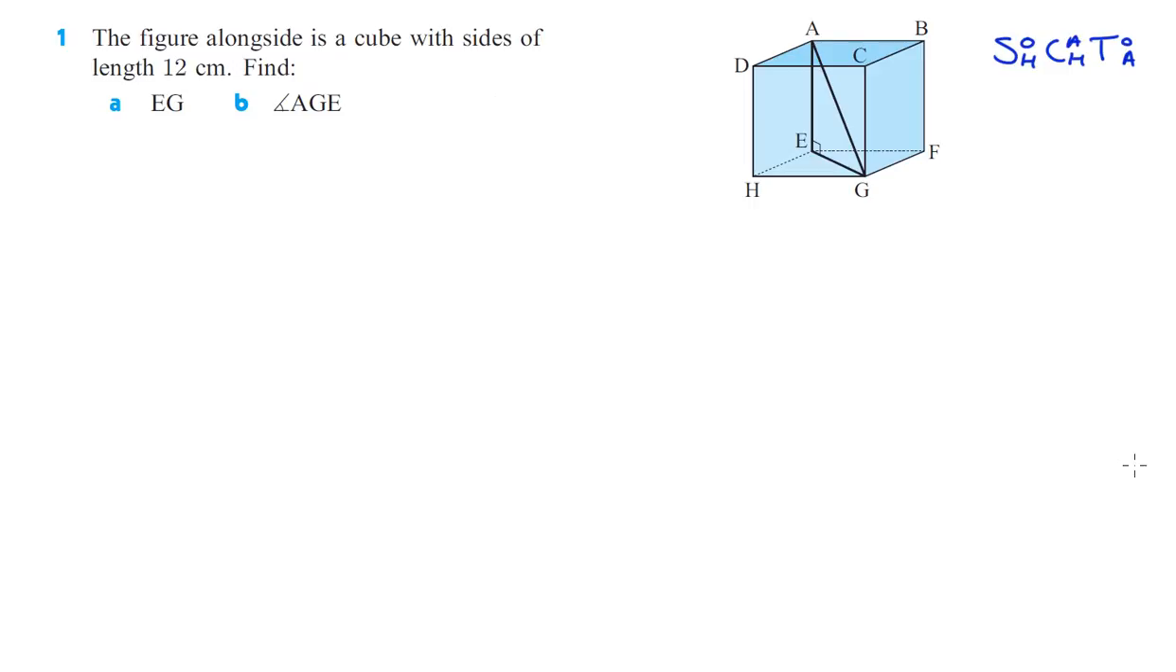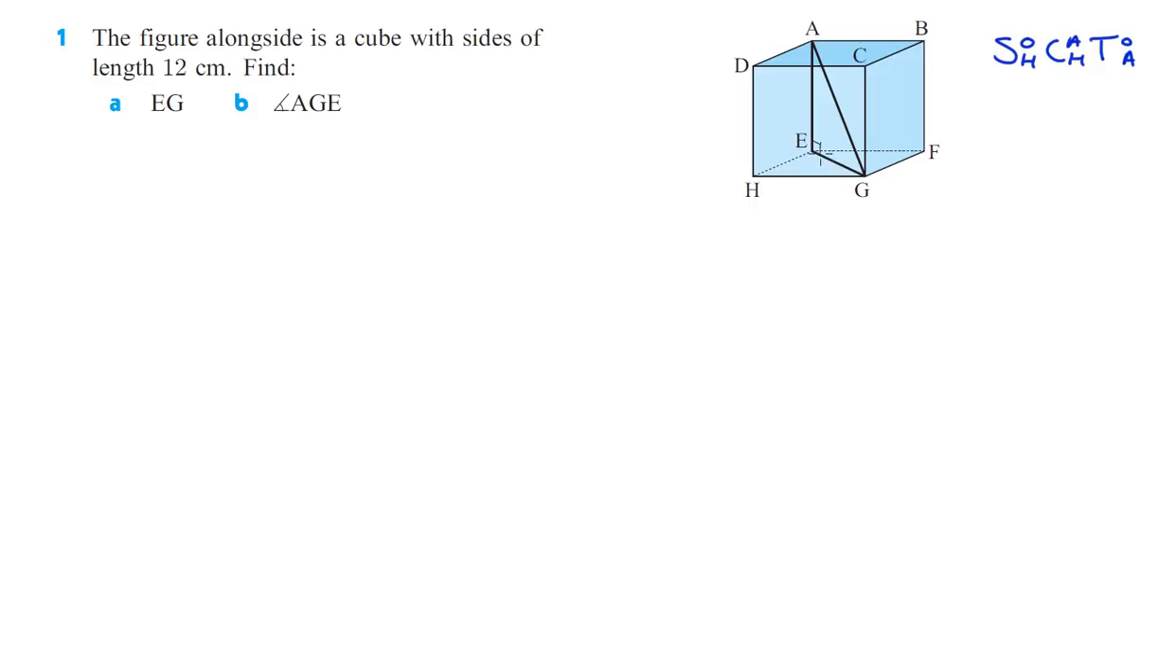I'm going to take you through the 10E assignment. All right, so we'll start here with number 1. The figure alongside is a cube with sides of length 12 centimeters. So that means every side you see on here is 12. Find EG, so find out what this is here.